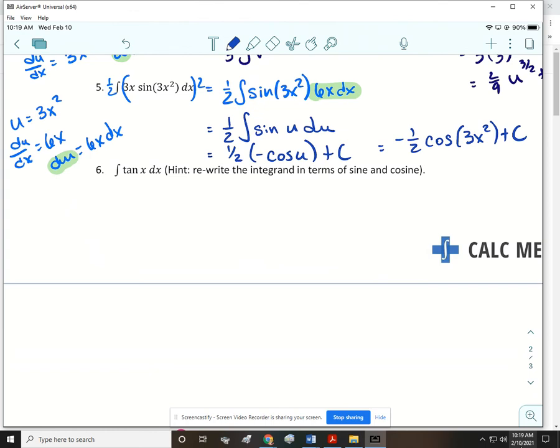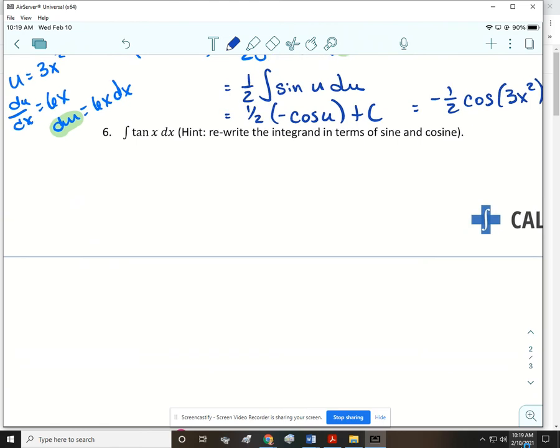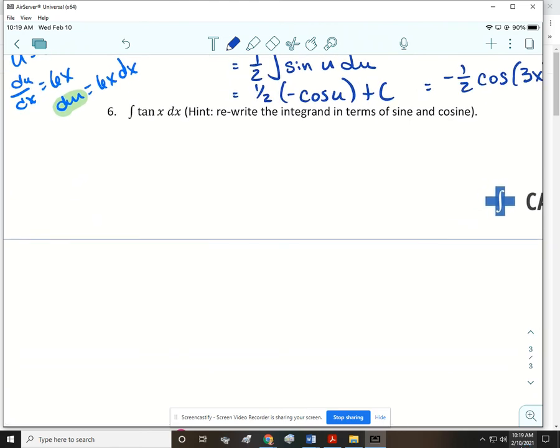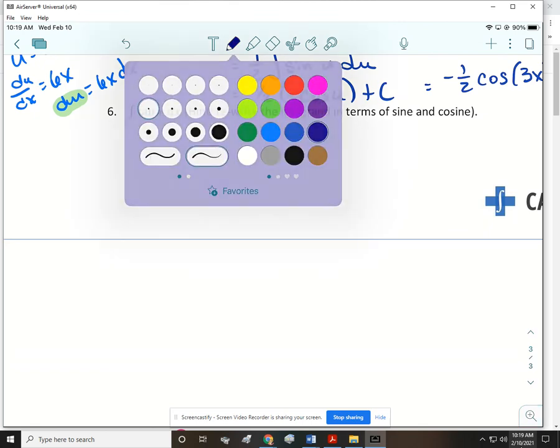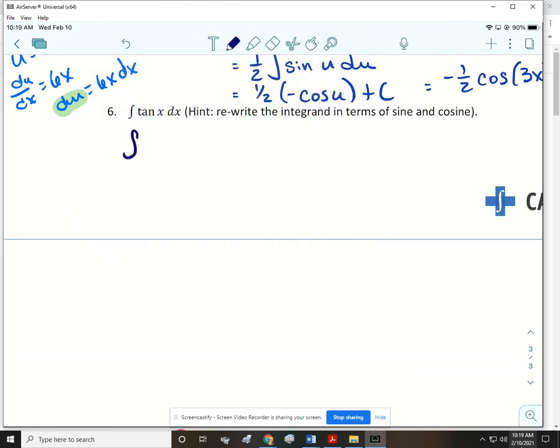Now, number 6 is one that's a little more challenging because we have a tangent here. And if we're looking at our rules for tangent, we don't have one yet. So it gives you a hint. It tells you to rewrite the integrand in terms of sine and cosine. So one thing I hope you remember from pre-calculus is that the tangent of x is equal to the sine of x over the cosine of x.